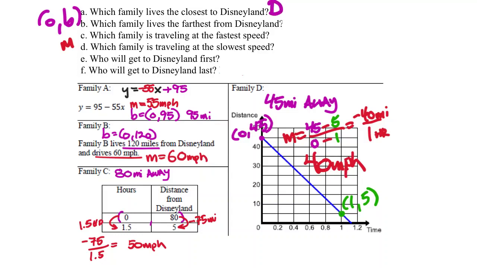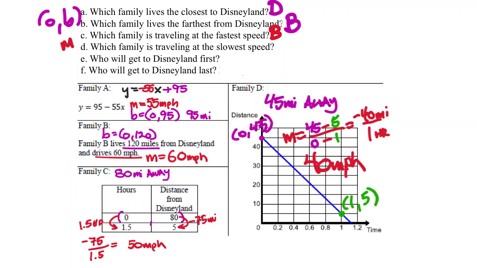The family that lives the furthest, that's B, they're 120 miles away. But speed on this one, that's our m, or the rate of change of the slope. And it looks like the family going the fastest here is 60 miles per hour. We got 55, 50, and then 40, so 60 is the fastest. And that also is family B. So they are going the fastest, but they live the farthest away.